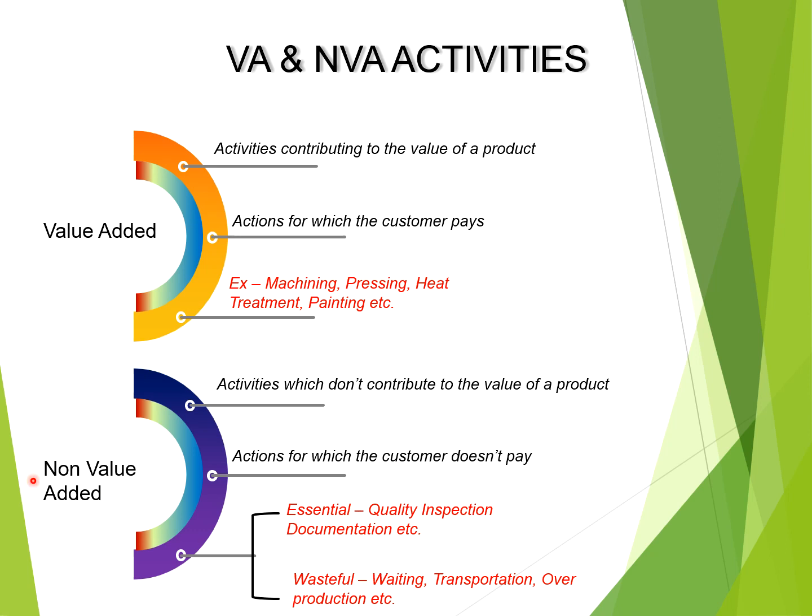These non-value added activities can be divided into two. One are essential non-value added activities, for example, quality inspection or documentation, etc. These are essential, but the customer is not paying us for this. Then the second type of non-value added activities are wasteful activities like waiting for the material, additional transport of the material, overproduction, inventory, etc.